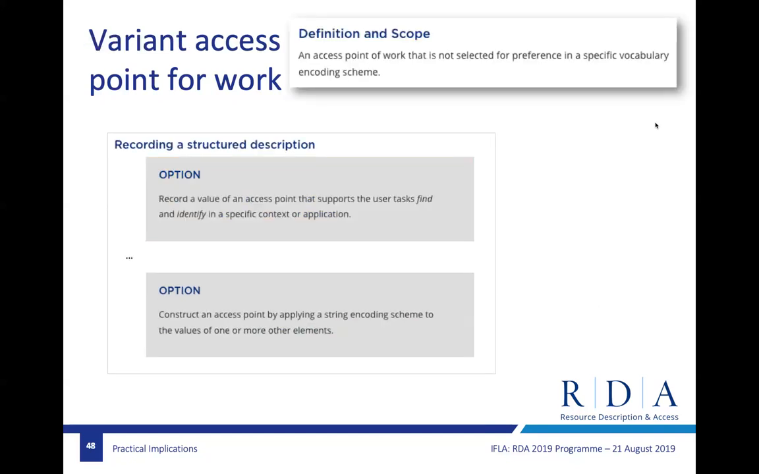That's great. So now, what about a variant access point? Well, if I thought the variant title was important enough to record earlier in this metadata description set for the work, I also think the access point is important. So I'm going to follow the same instructions, except in this case, I'm going to be recording a value of an access point that supports the user tasks find and identify in a specific context or application. And I will be using that same string encoding scheme to create the value.